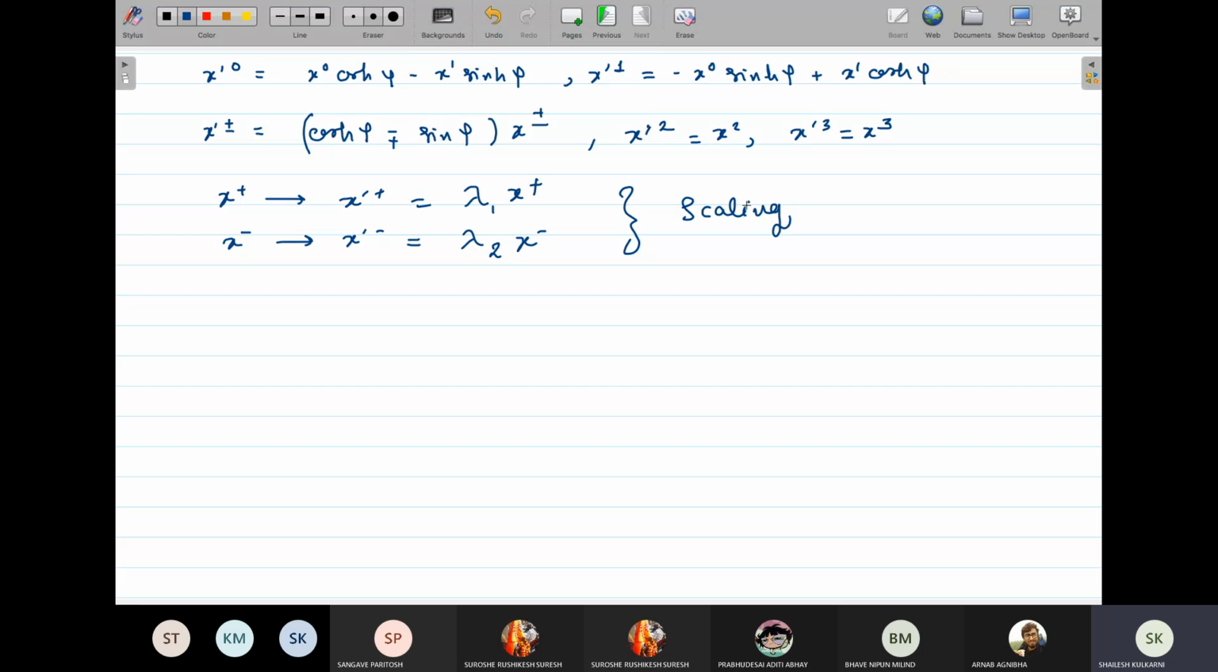The overall multiplicative factor is called scaling. So you have a vector, you scale it to either a larger magnitude vector or a smaller magnitude vector. The direction is not changed, but the magnitude has changed. So it is some sort of scaling, and x2, x3 remain unchanged. So it is a scaling in your x plus minus coordinates.